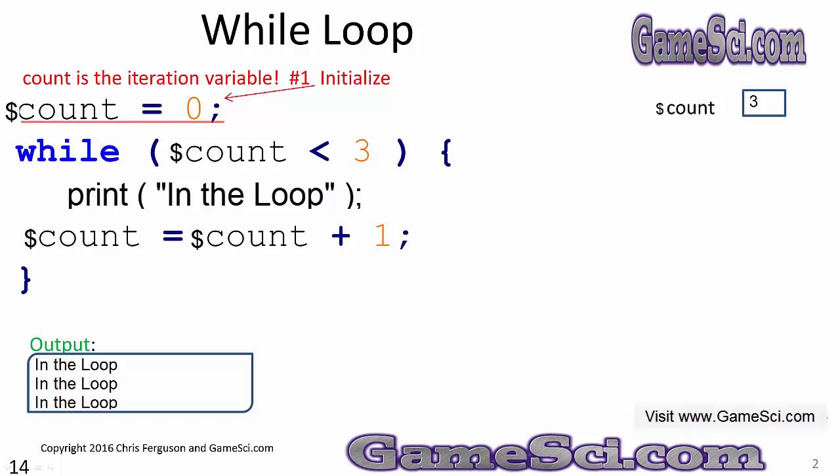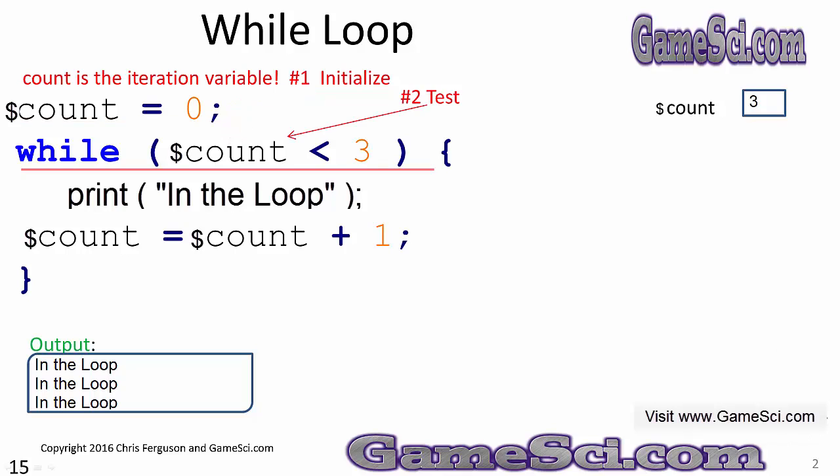I'm going to go back here and point out 3 critical points when programming a while loop. The first point I'd like to make is count is what we call the iteration variable. Count is going to control how many times this loop spins. And you must, the number one thing you must do is initialize that iteration variable. It is very important to initialize this iteration variable count.